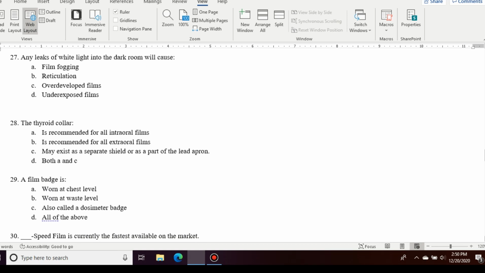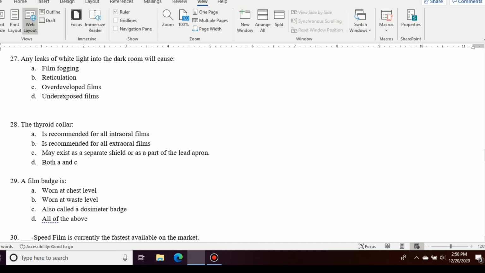27. Any leaks of white light into the dark room will cause A, film fogging, B, reticulation, C, overdeveloped films, or D, underexposed films. And the correct answer is A, film fogging.